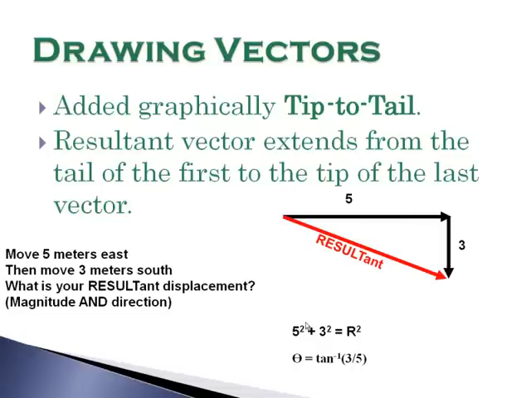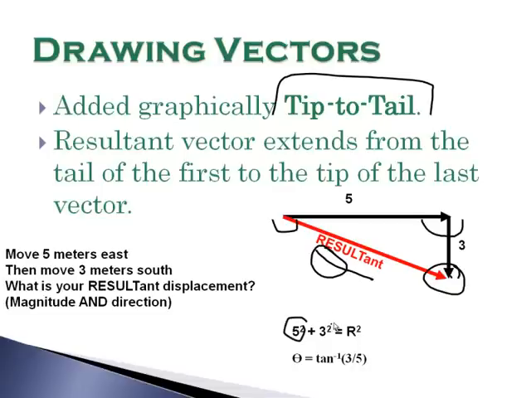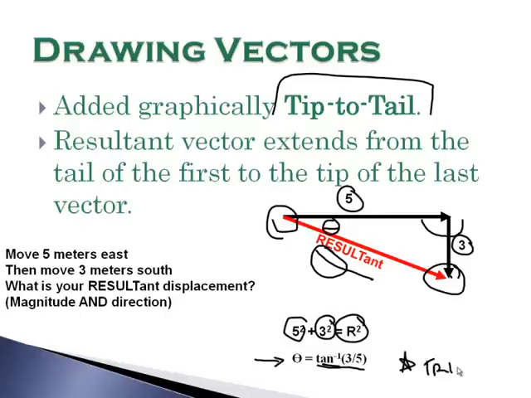Mathematically, if I have a right triangle, 5 squared plus 3 squared equals my resultant squared. And then the next question would be, what about my angle? I could also find my angle by doing the inverse tangent. So if I were to ask you for this angle, I would say 3 over 5 is my ratio. Do the inverse tangent. Again, if you need trig help, please come on in. I'd love to hang out with you. I won't buy you lunch, but we'll definitely help you.